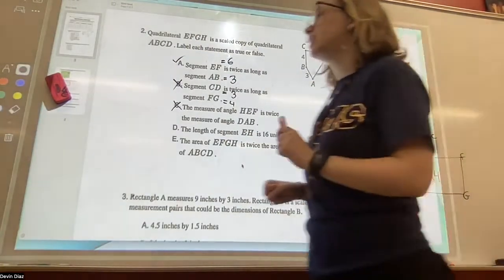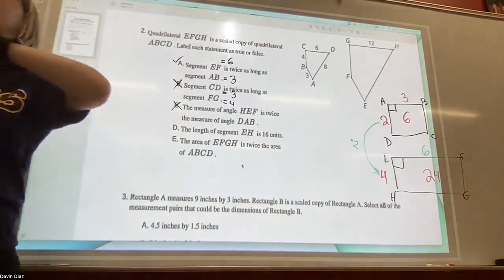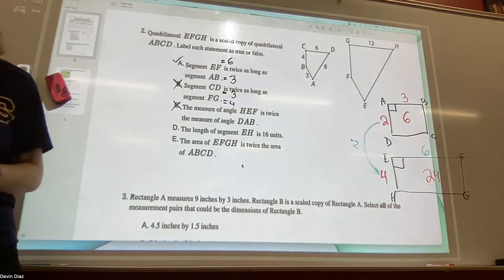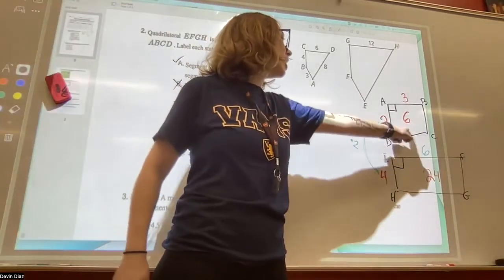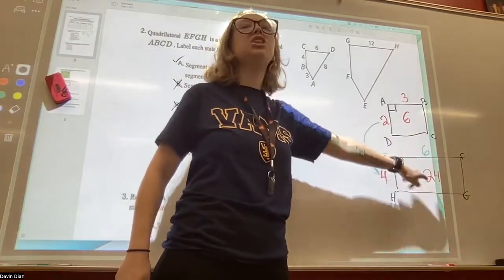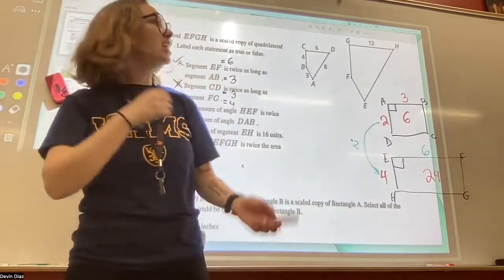Here's a fact, you guys. I expanded one side times 2, and I expanded the other side times 2. Notice that this went up times 4. What's 2 times 2? 4. That's how it worked.